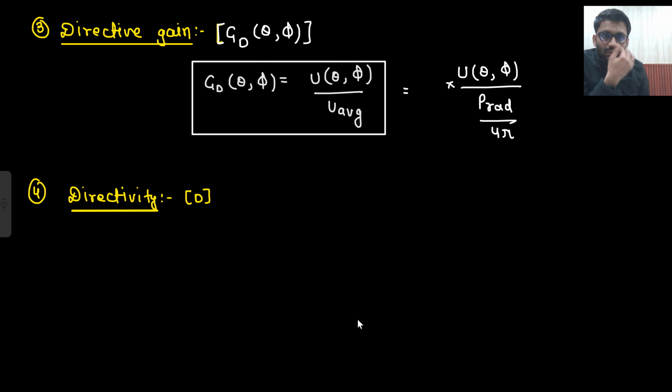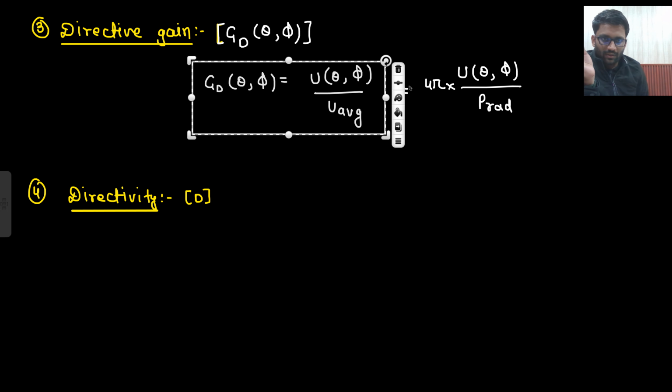Okay. So if it is P radiated upon 4 pi, then this 4 pi can go upward. So what are you getting? U theta comma phi into 4 pi. So this is the other formula. This is the other formula of GD.